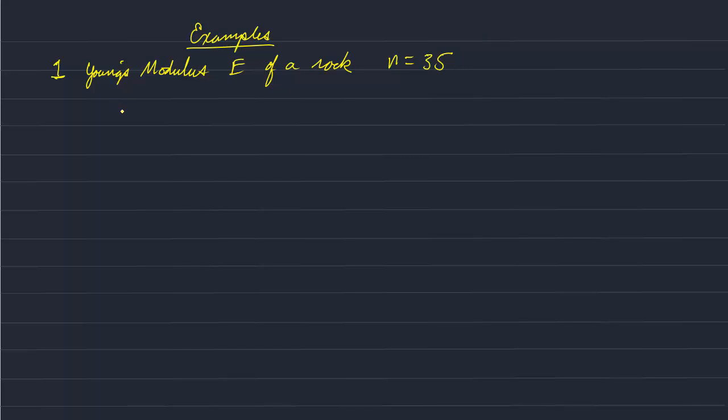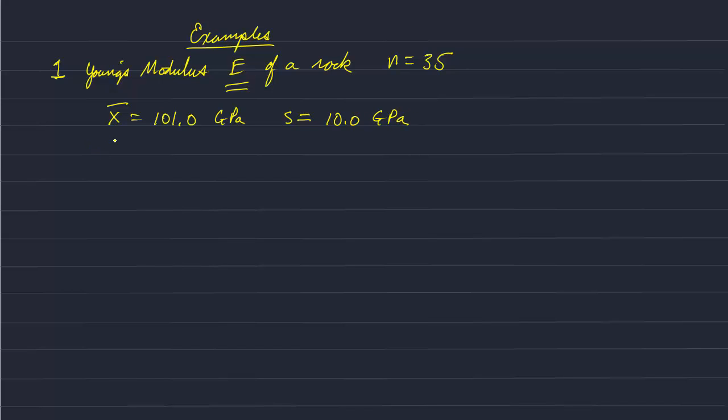And what we find is, we sample it once and we make n equals 35 measurements of the Young's modulus, E. And what we find is that the mean value is equal to 101.0 gigapascals. And we get a standard deviation between our measurements of 10.0 GPa.